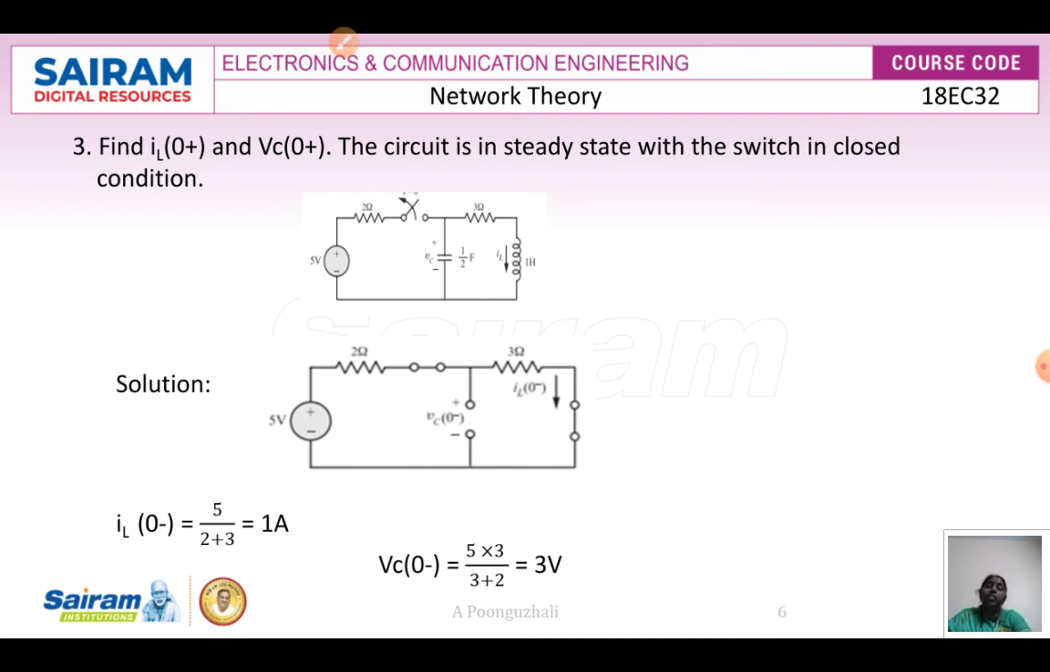We know that the voltage across the capacitance cannot change instantaneously. So we can write VC of 0 plus is equivalent to VC of 0 minus. And the current across the inductor cannot change instantaneously, so we write IL of 0 plus is equivalent to IL of 0 minus, that is 1 amp. So that is what we have got here.